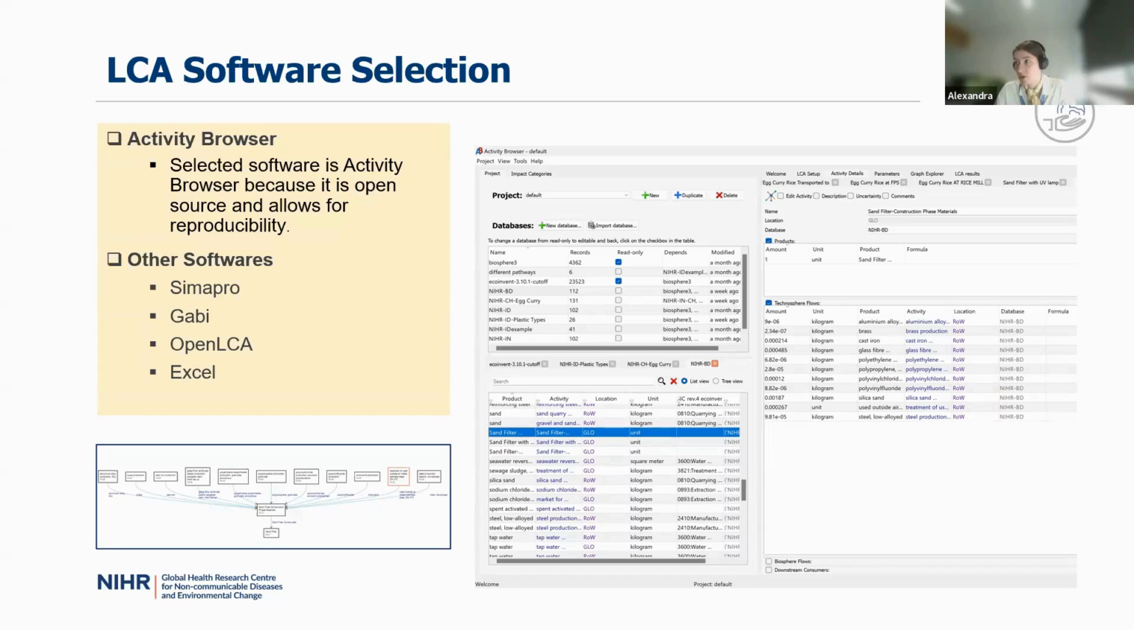Here I have some screenshots of what the Activity Browser looks like. On the left-hand side, you have the databases. On the right-hand side, you can make up your own systems, products, and then in the bottom left corner, you can see the visualization of all the different inputs, the product itself, and the output.